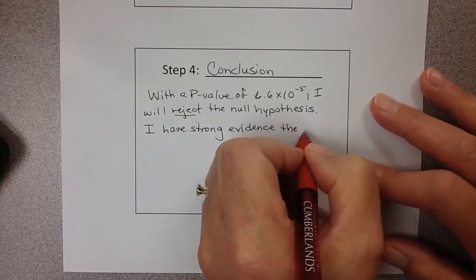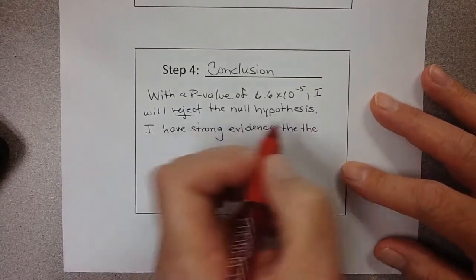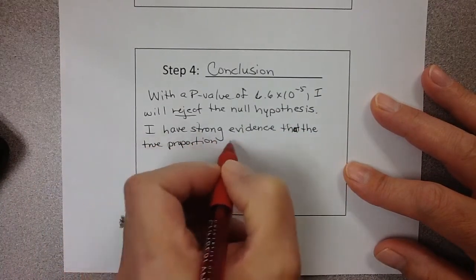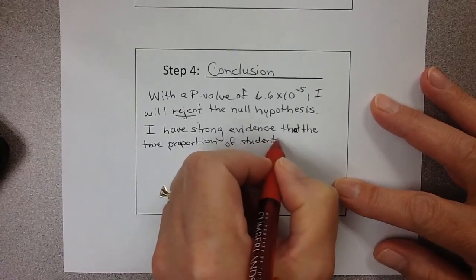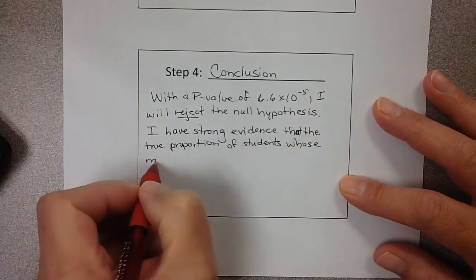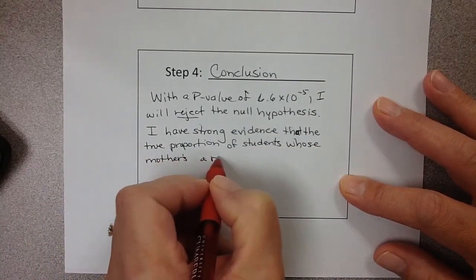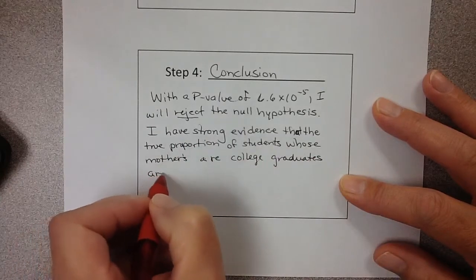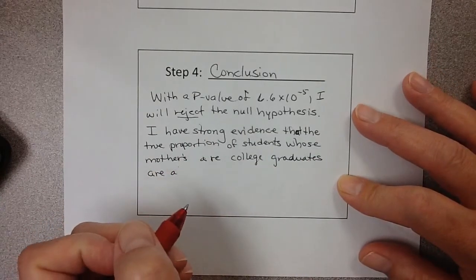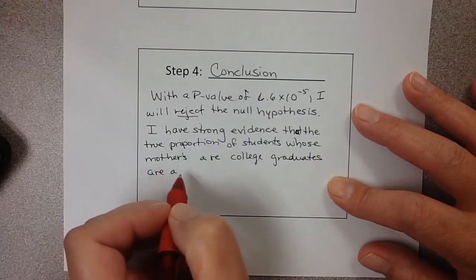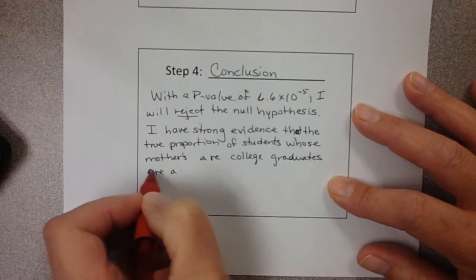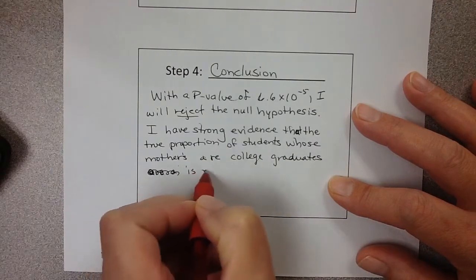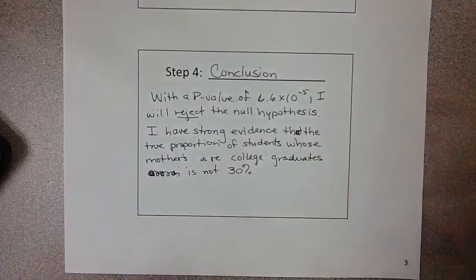I have strong evidence that the true proportion of students whose mothers are college graduates is not 30%. So I believe there's been a change.